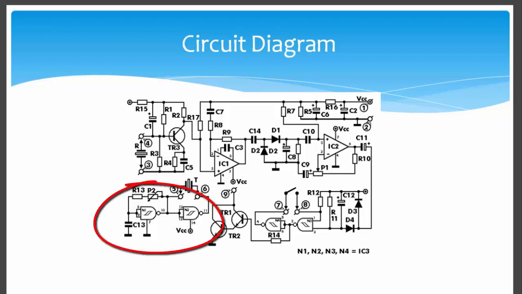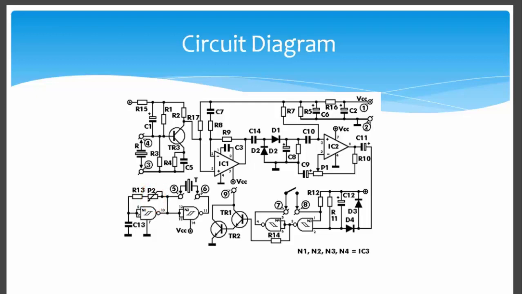The ultrasonic transmitter is built around two NAND gates wired as inverters and they form a multivibrator, the output of which drives the transducer. The trimmer P2 adjusts the output frequency of the transmitter and for greater efficiency it should be made the same as the frequency of resonance of the transducer in use.